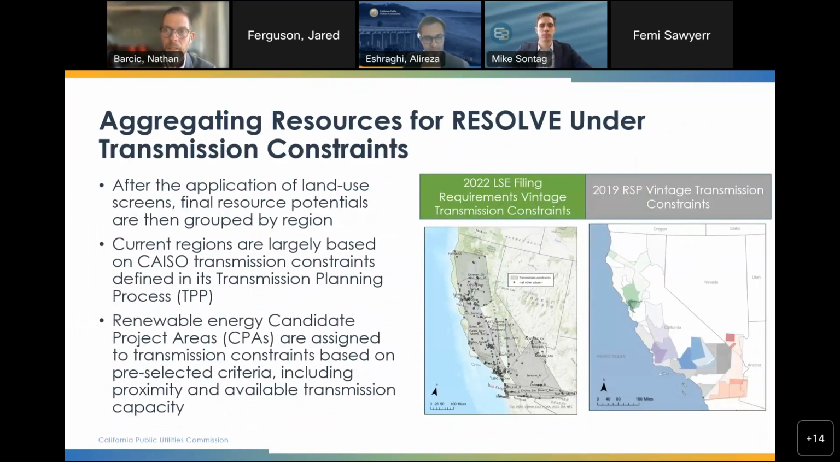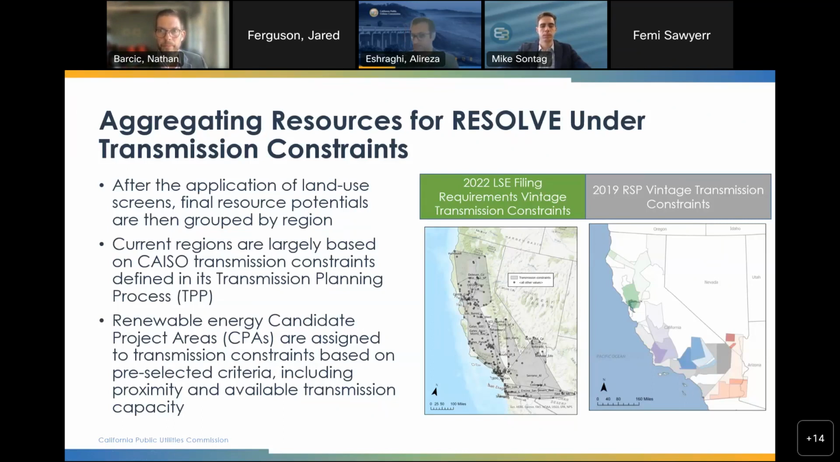So essentially, I was saying here that RESOLVE is a zonal model, and because of that, the way we model resources is tied to the transmission zone representation that we have within the model. Generally speaking, we base these transmission zones on the CAISO transmission constraints defined in the TPP, and that went from, in the past, renewable energy zones, or the CAISO transmission renewable energy zones, to now what we're currently using, the actual transmission constraints that CAISO has updated that information to.